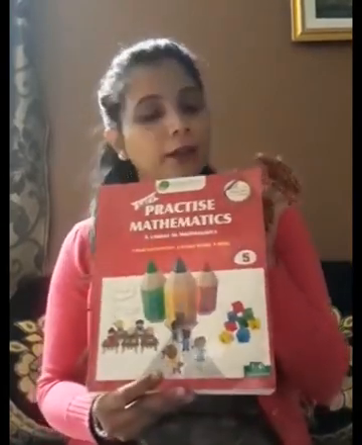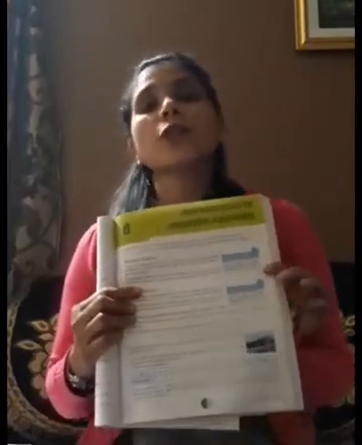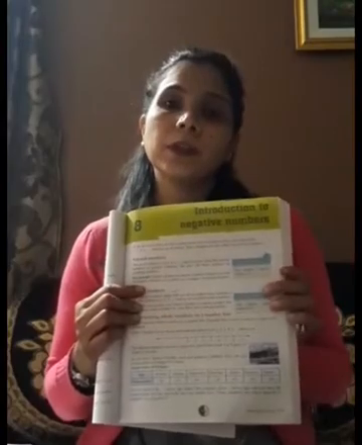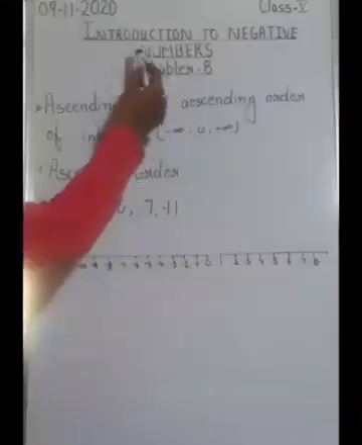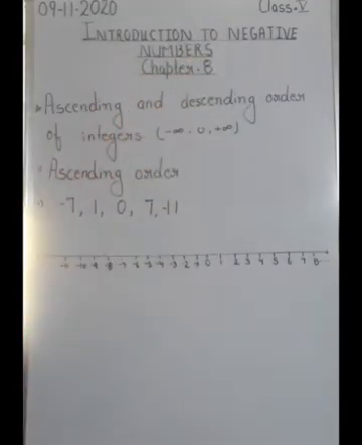Okay. And this is your chapter number 8, Introduction to Negative Numbers, and only 3 pages are there of this chapter. Okay, so you can do a photocopy of this chapter. Clear? And today we are just continuing this chapter only, continuing the previous chapter, chapter number 8, that is Introduction to Negative Numbers.